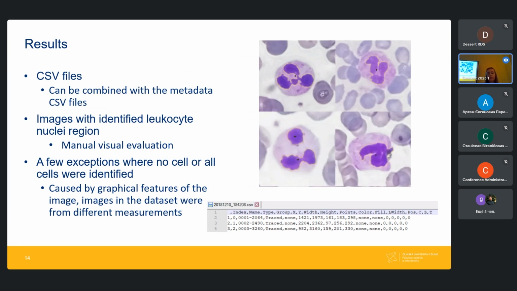There were a few exceptions with no cells, or just a large amount of cells identified. But this is the error, and this is just the downside of the graphical feature evaluation, I would say.